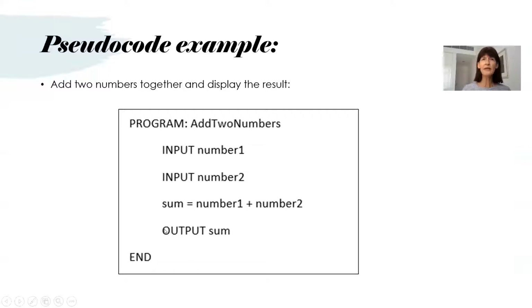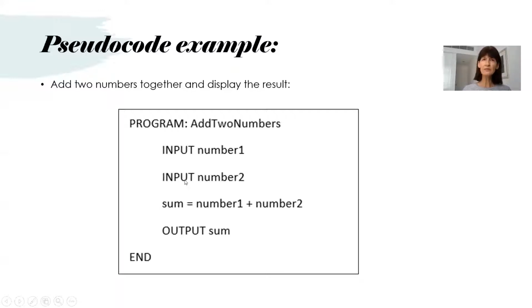A few things I'd like you to notice. Can you see that all of the lines that belong inside the program have been indented? That means that they are shifted to the right, and they're all neatly lined up, which makes it very clear that this is a block of code which belongs inside the program.